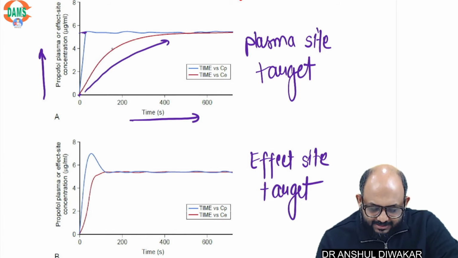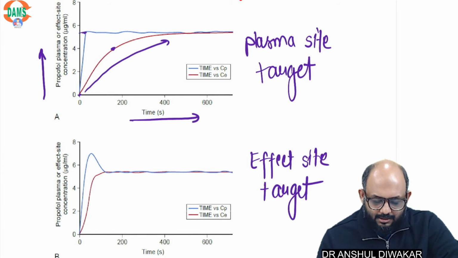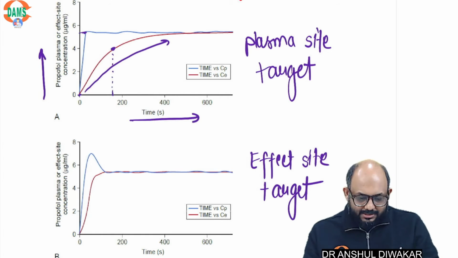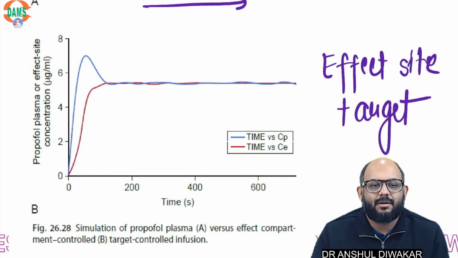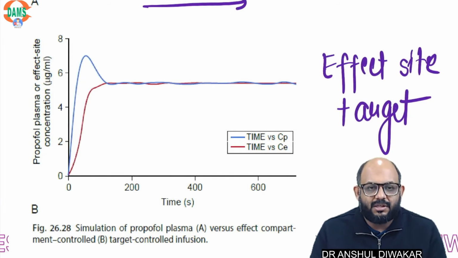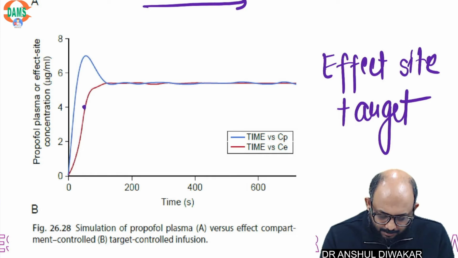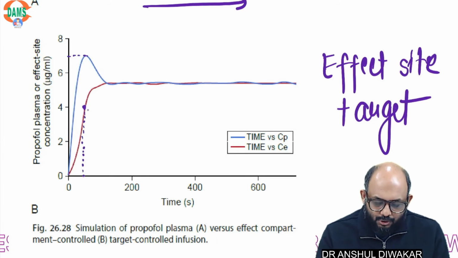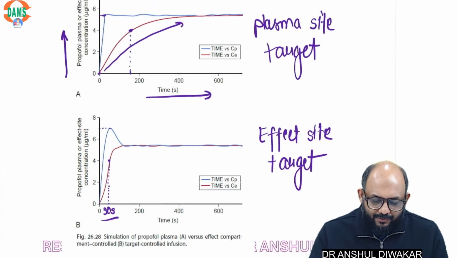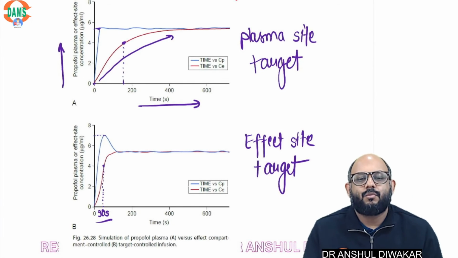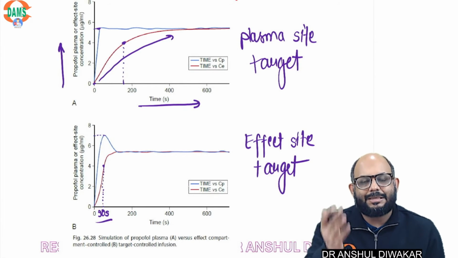So if an effect site concentration of 4 is the adequate concentration for your action, your time would be somewhere around 180 seconds, that is 3 minutes. But when you target the effect site, you want to achieve this 4 as soon as possible, isn't it? So you give a large bolus dose which will overshoot your plasma target, but it will make sure that you achieve it in very less time, suppose 30 seconds. This is the difference. If you want faster induction, then you want to maintain an effect site concentration, because that is where the action will happen.